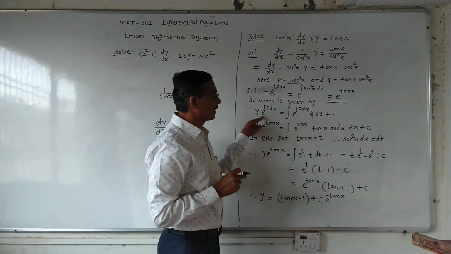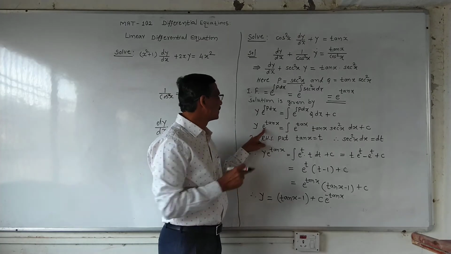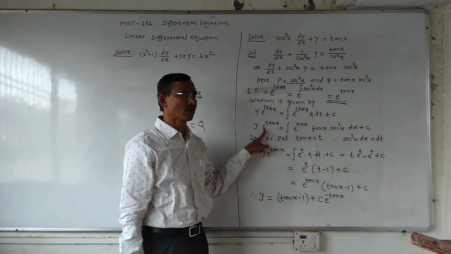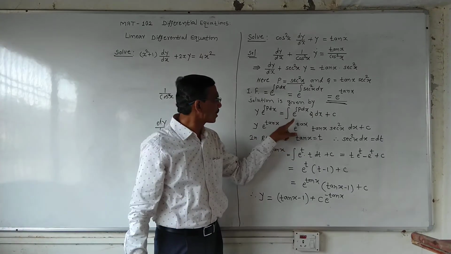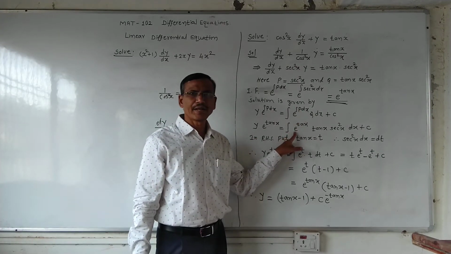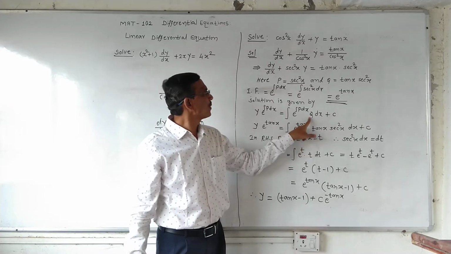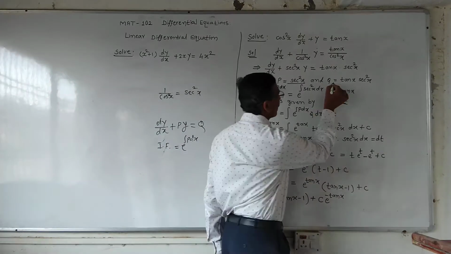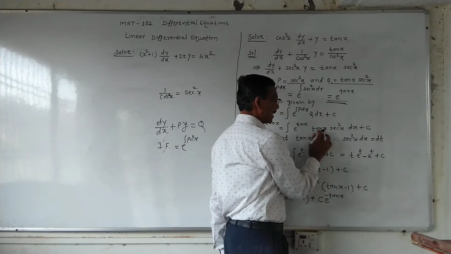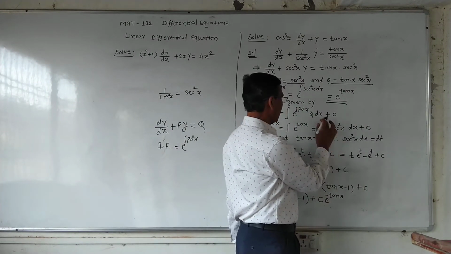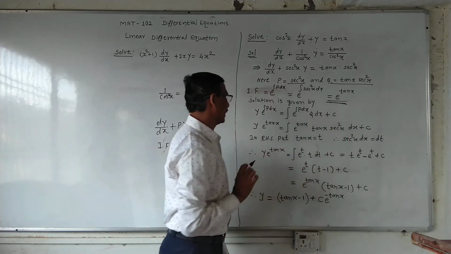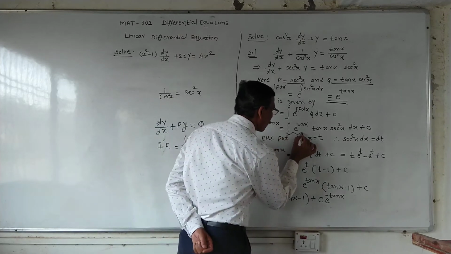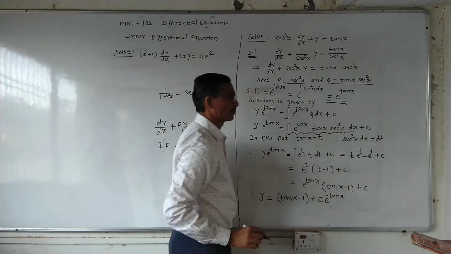Now put the value of the integrating factor in the solution. Y into the integrating factor e raised to tan x is equal to integration of the integrating factor, again e raised to tan x, into q, that is tan x into sec square x, dx plus constant of integration. Now the next step is we have to evaluate this integral.